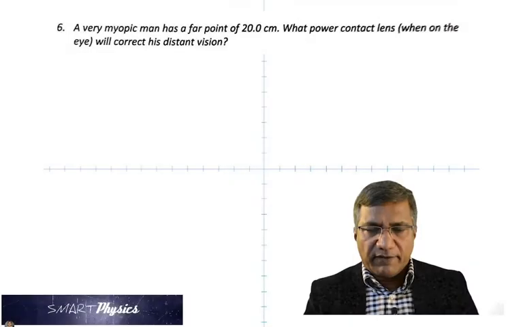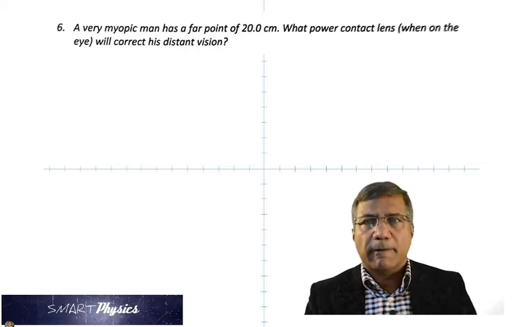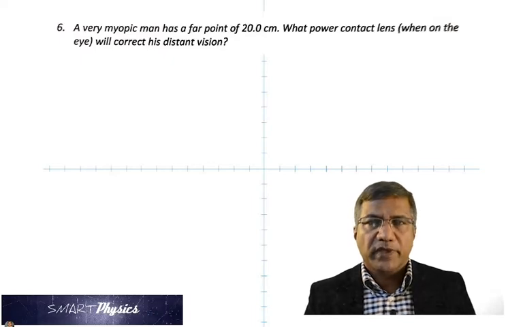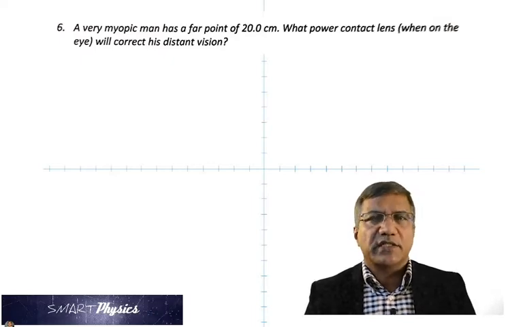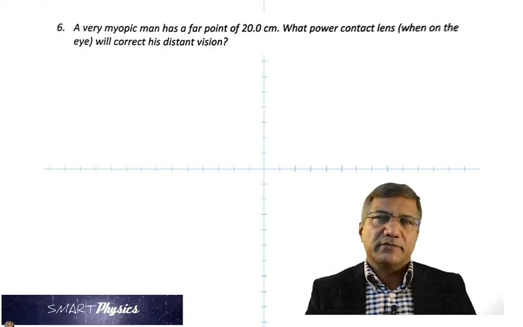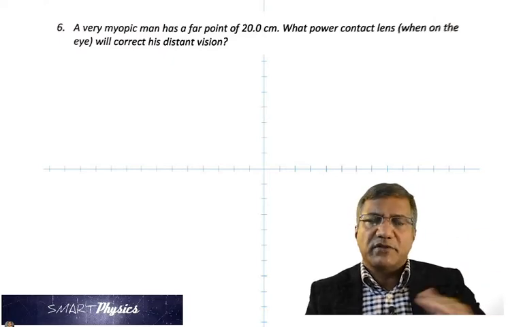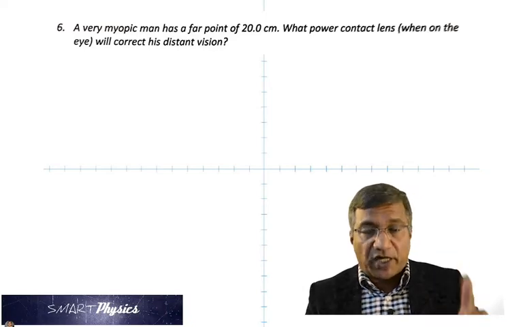Question 6. A very myopic man has a far point of 20 centimeter. What power contact lens will correct his distant vision? So this is a nearsighted person, a myopic person, and unfortunately the far point is only 20 centimeter. So anything beyond 20 centimeter, this person cannot see. That's his far point.